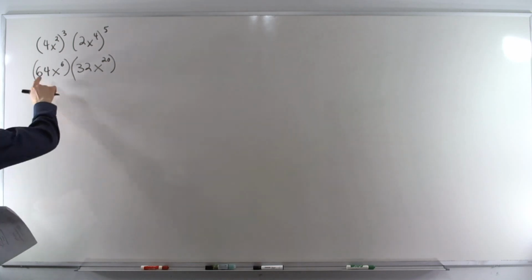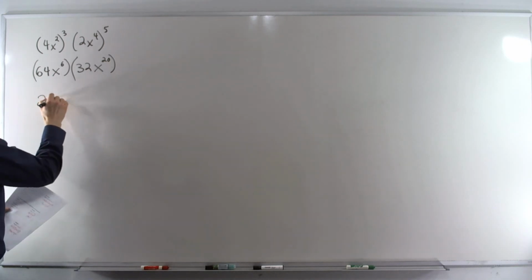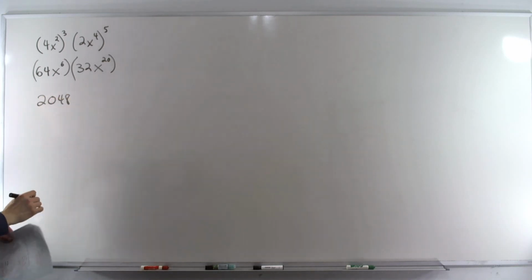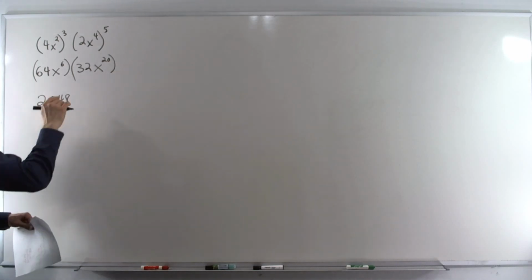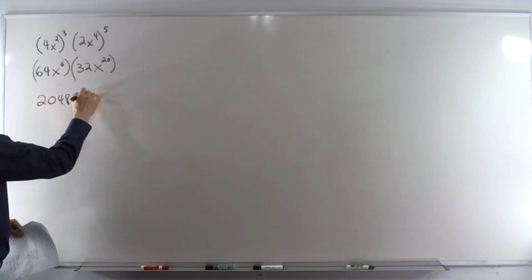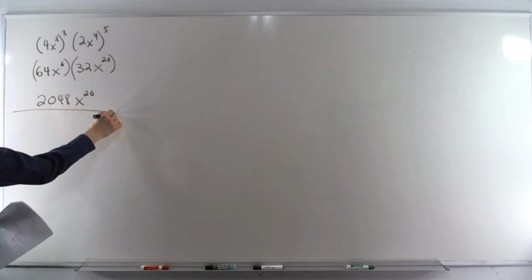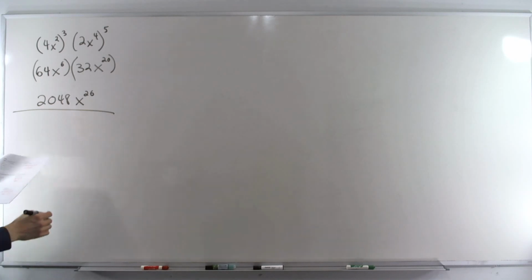All right, now multiply the coefficients, 64 and 32. It's 2048. Now x to the 6th times x to the 20th, add those exponents to get x to the 26th power. Your turn, number 16.